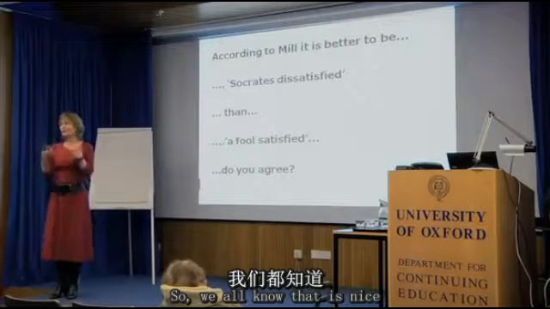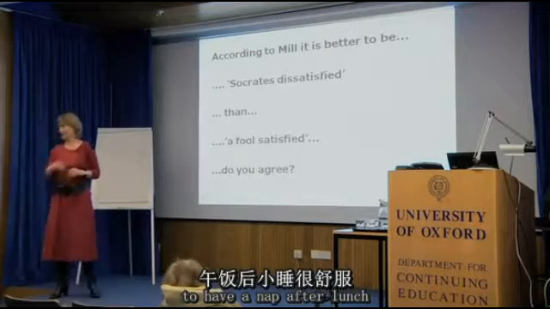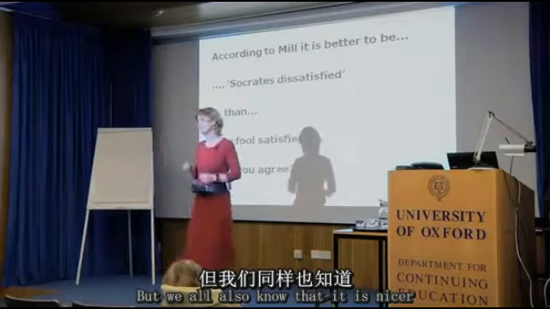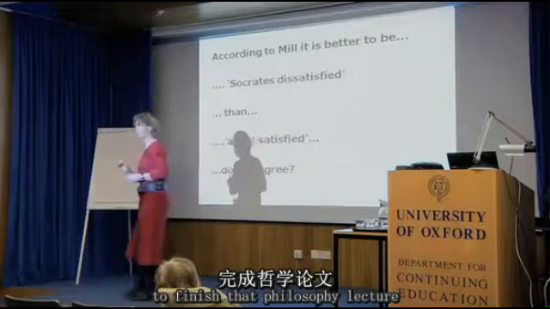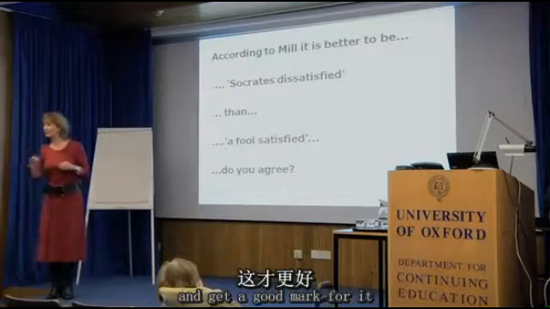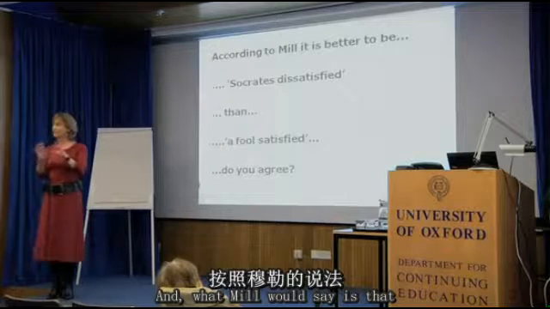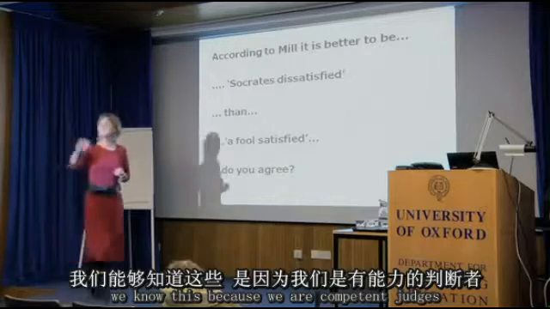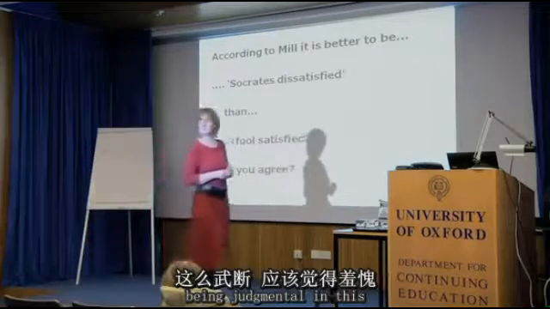So we all know that it's nice to have a nap after lunch. We all know that it's nice to have an extra glass of wine at lunch. But we all also know that it is nicer to finish that philosophy lecture, finish that philosophy essay and get a good mark for it. And what Mill would say is that we know this because we're competent judges. Well, why should we be ashamed of being judgmental in this?